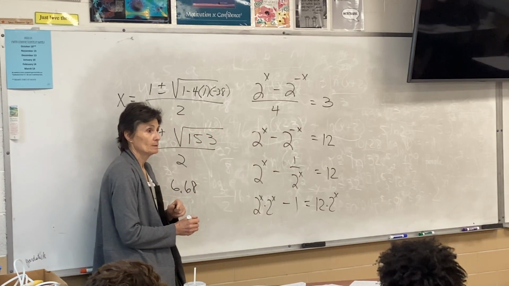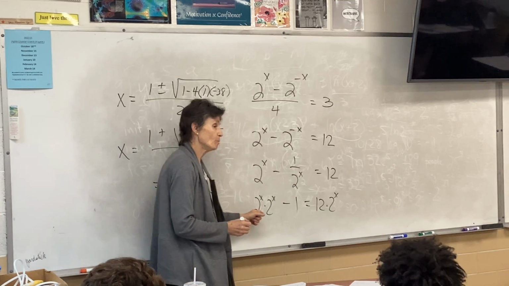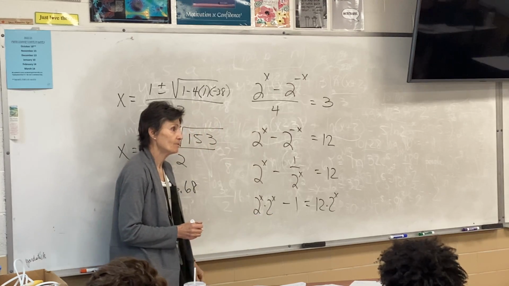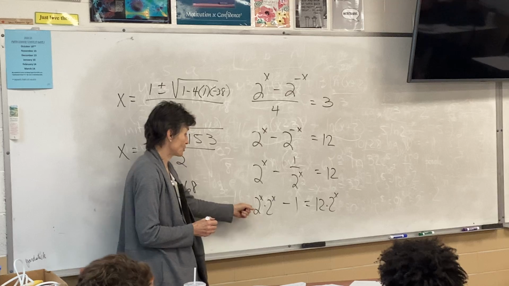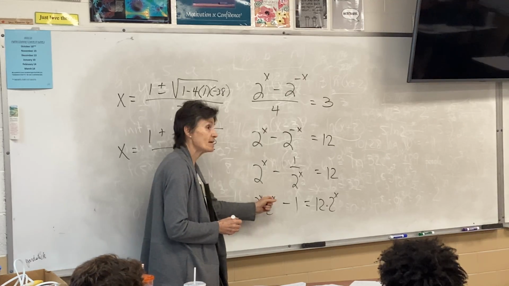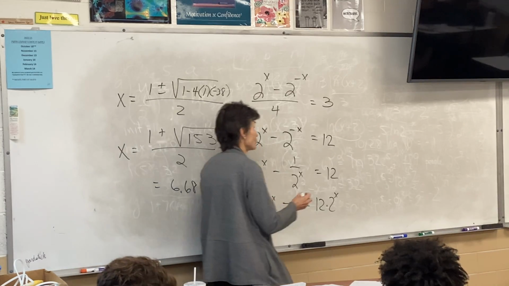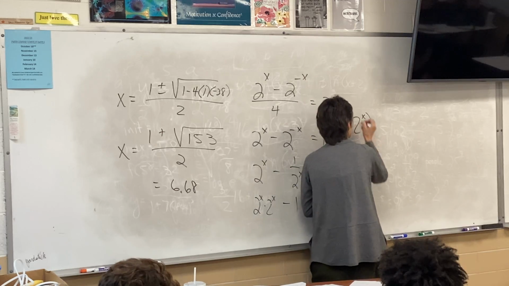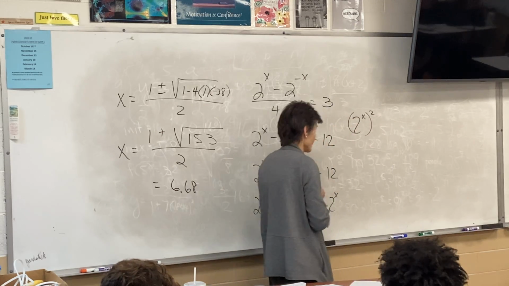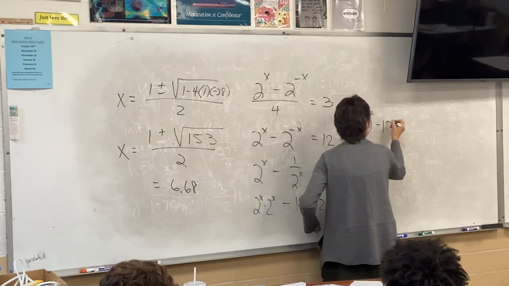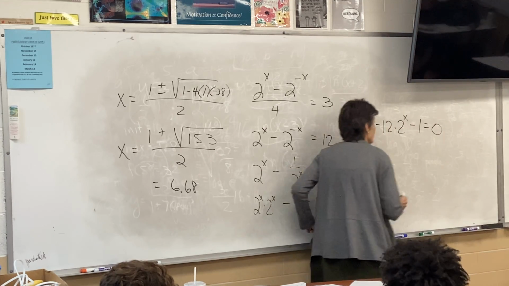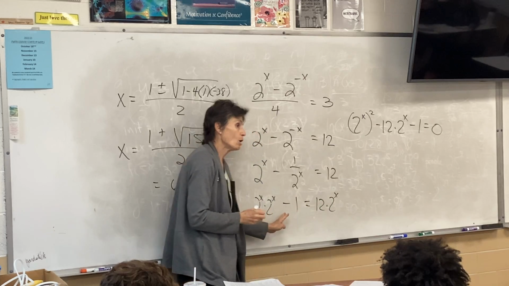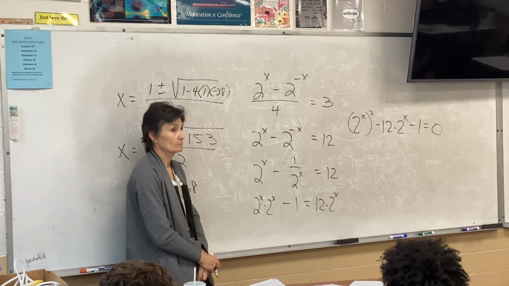Right? Now, when you multiply something by itself, that's the equivalent of squaring it, right? This is 2 to the 2x. Add the exponents. It's 2 to the 2x. It's 2 to the x squared, minus 12 times 2 to the x, minus 1. I'm moving everything over and getting 0.